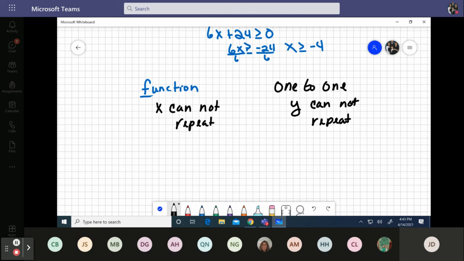13 repeats, right? So it's not one-to-one. It is a function, but it's not a one-to-one function. What about 9? All of my y's, 13, -8, and -12, they are all different. So they are a one-to-one.